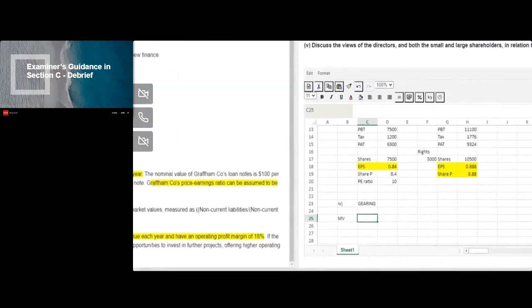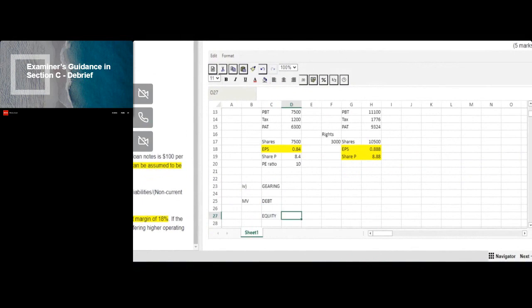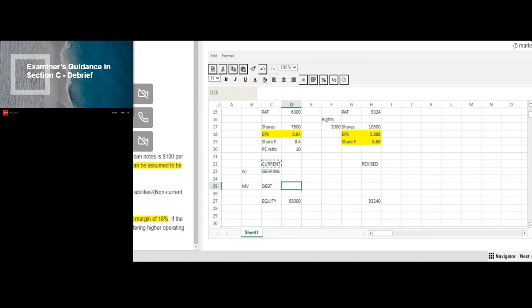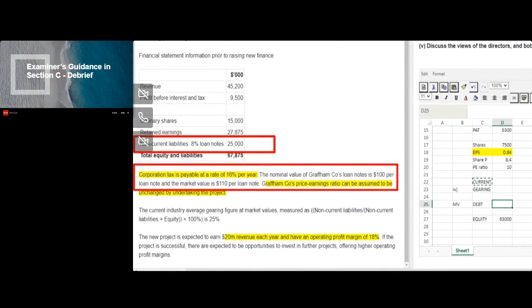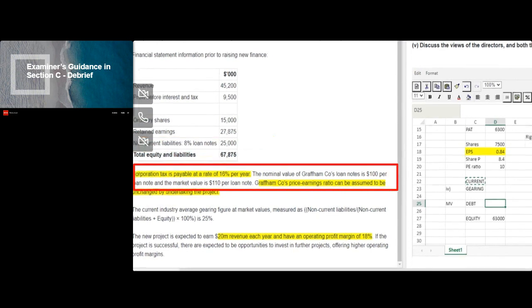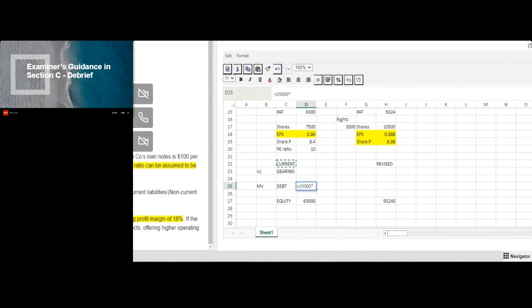We therefore need debt and we need equity. Well, equity market value will be the number of shares in issue times by the share price. And that will be the same for the revised. Now the debt won't change, so we just need to calculate it once. So we have 25,000 nominal value, and they're telling us here the loan notes are $100 per loan note and the market value is 110. So to do that, we do 25,000 times by 110 divided by 100, and that's 27,500. It's not going to change, so therefore it's 27,500 in the revised.